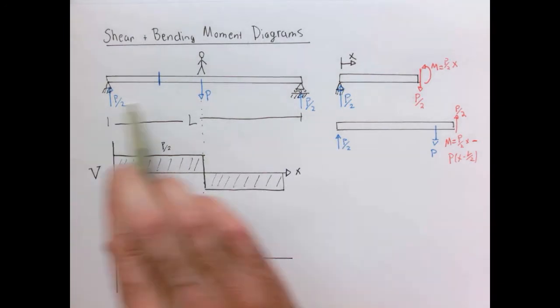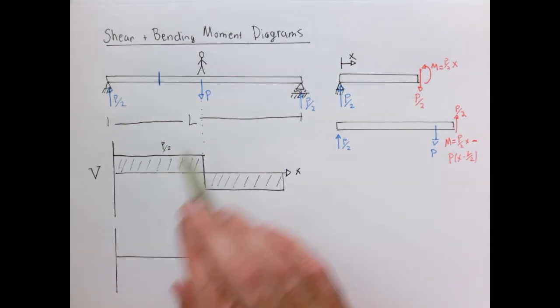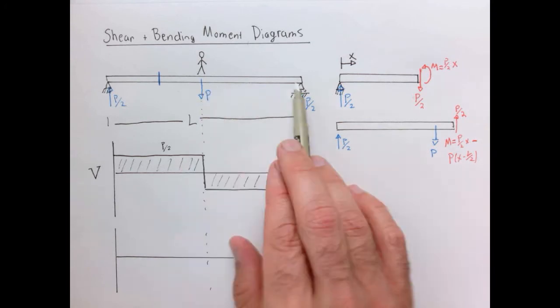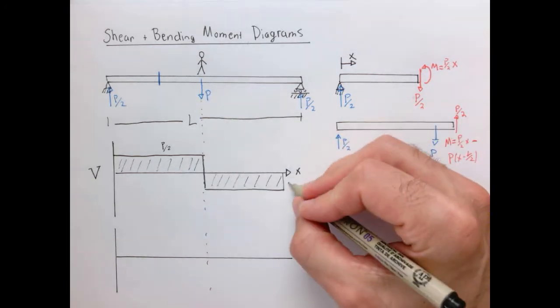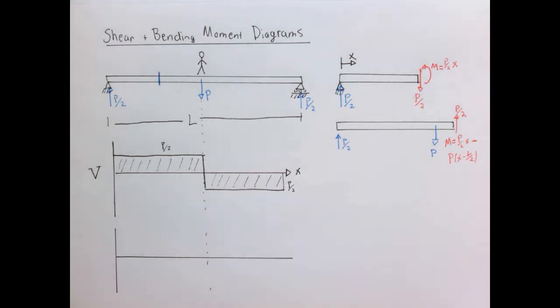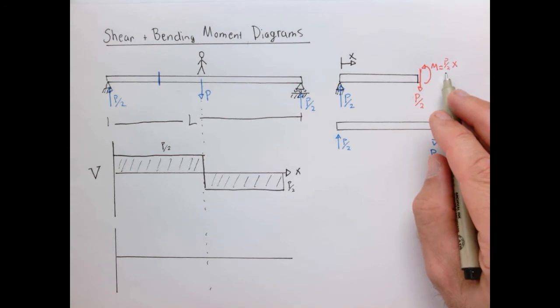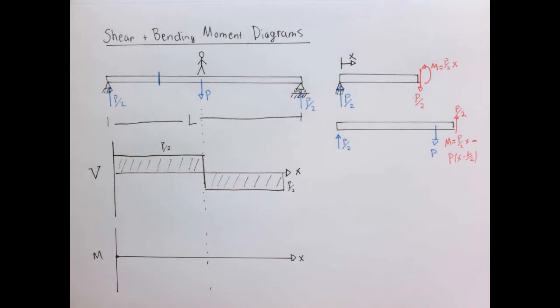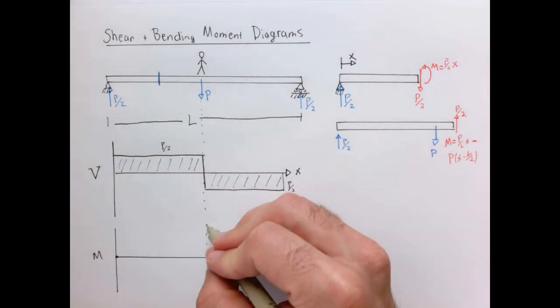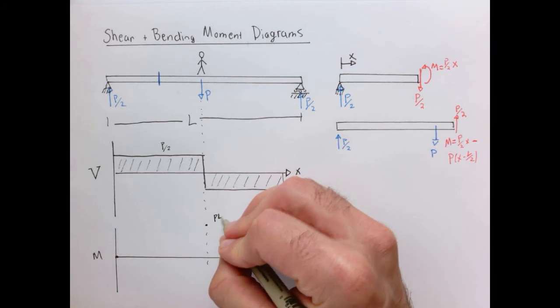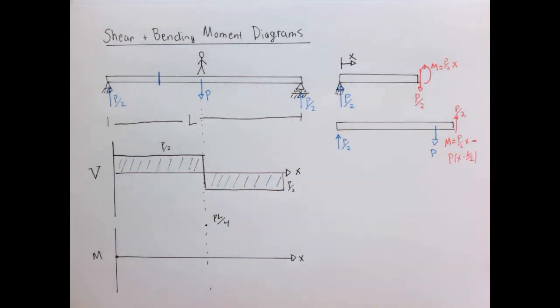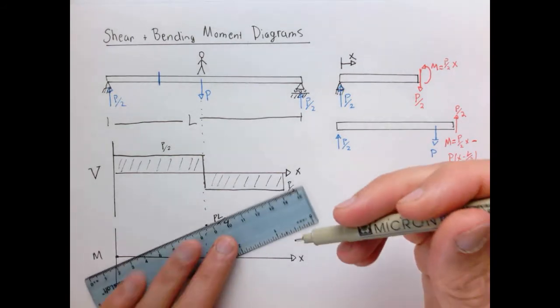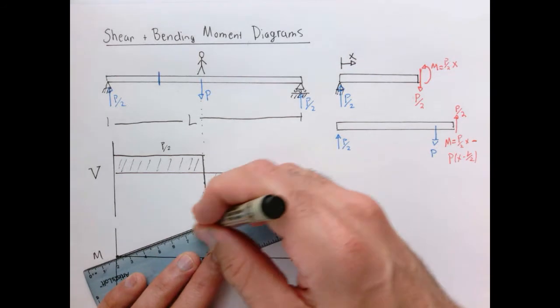So anywhere between the support and the person, we have P over 2. Anywhere between the support and the person, we also have P over 2, but it switches sign. And we'll talk about the sign in just a minute. Now the bending moment is going to be a linear function of x. So when x is equal to 0, the moment is 0. In the middle, it's going to be PL over 4, because x will be L over 2. And so that means we're going to have nothing more than a linear increase of the bending moment here.